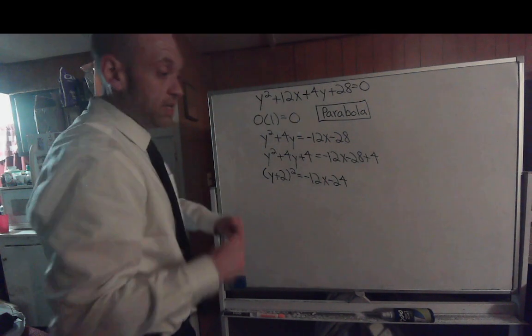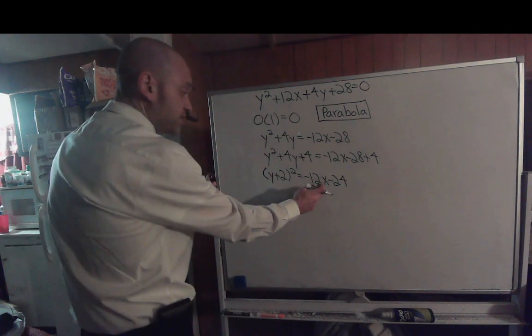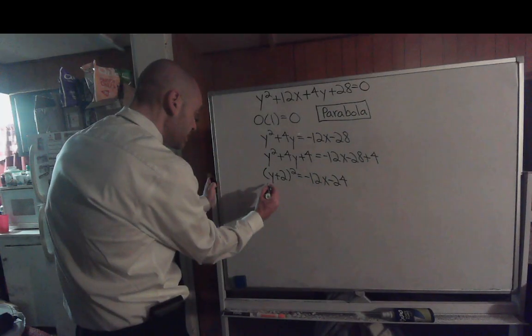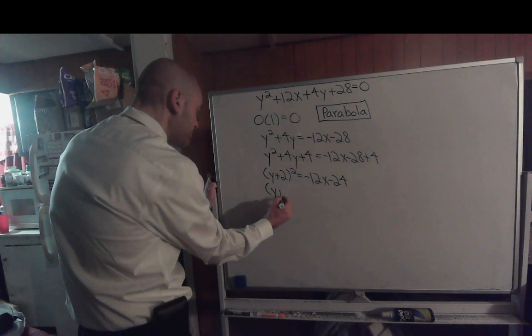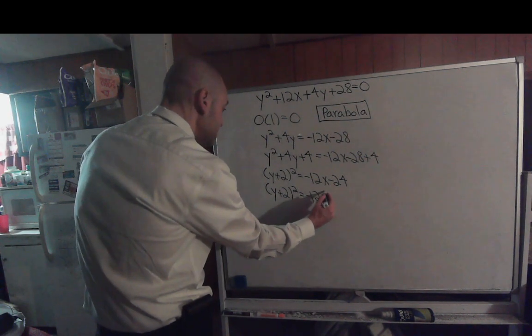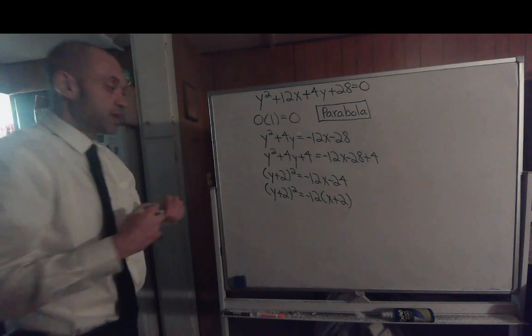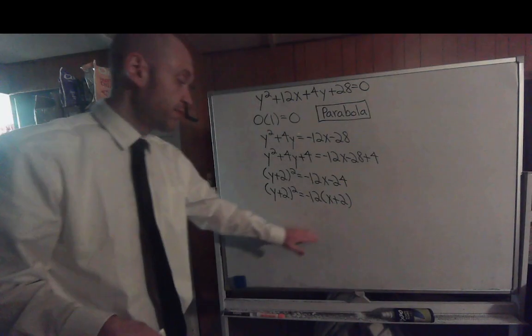Now, the linear variable even needs to have a coefficient of 1, so we need to factor out a common negative 12 on the right. This would be y plus 2 quantity squared equals negative 12 times x plus 2. Now we have the equation of this parabola in standard form.